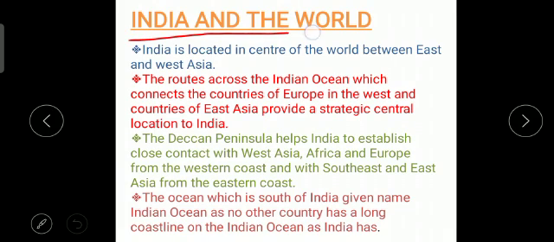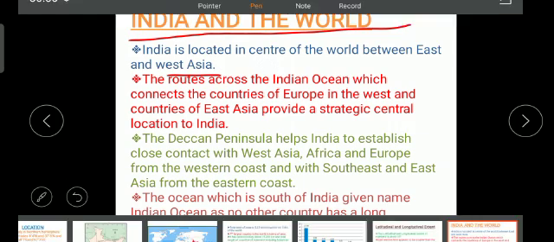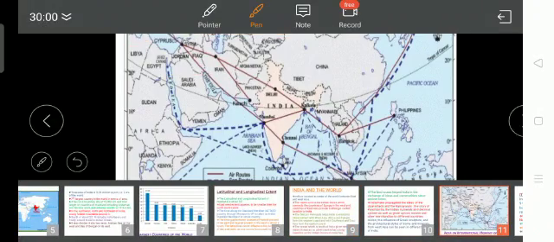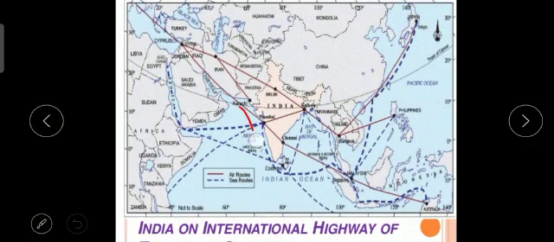India and the world. India is located in the world between East and West Asia. India occupies the central position in the world between West and East Asia.